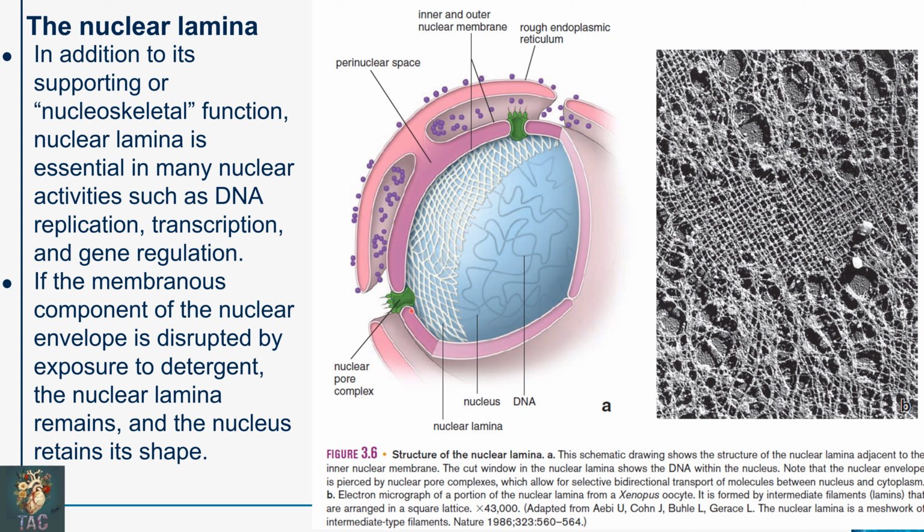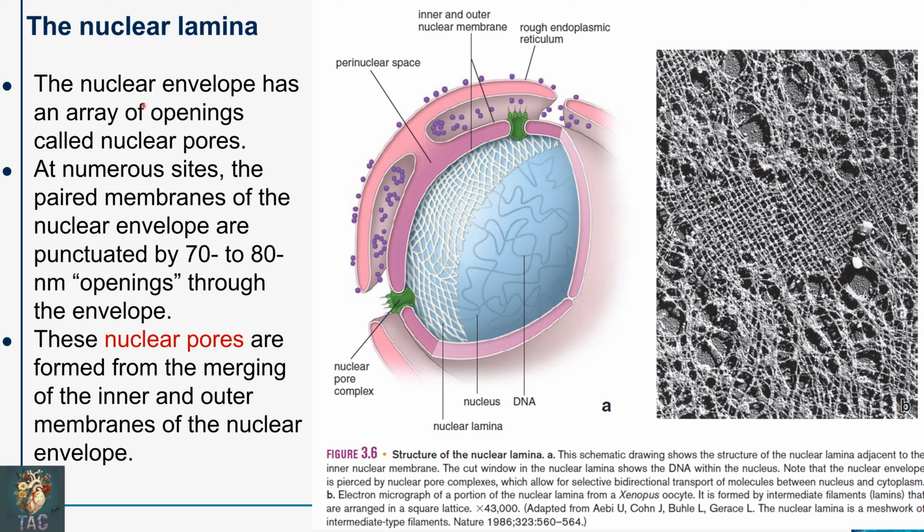So this lamina not only acts as a scaffold for the inner lamina of the nuclear envelope, but it also helps in many essential activities of the nucleus like DNA replication, transcription, and gene regulation. Another important point is that when the nuclear envelope is disrupted because of exposure to detergent or any other thing, even then the nuclear lamina remains itself, and it maintains the shape of the nucleus.